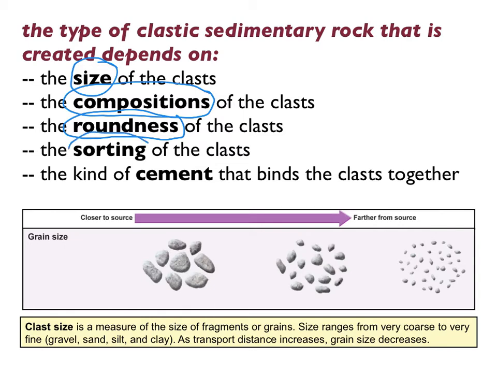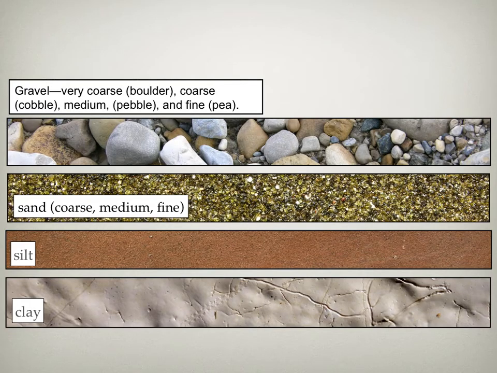There's this issue of sorting. Sorting refers to the variety of different grain sizes that exist in the rock. And lastly, we can classify clastic sedimentary rocks based on the type of cement that binds them, although that's much less important. And typically that cement is either a quartz-rich cement or a calcite cement. Okay, so let's talk about size.